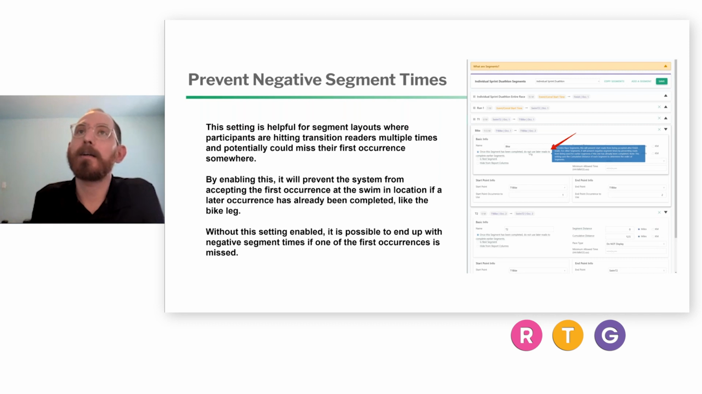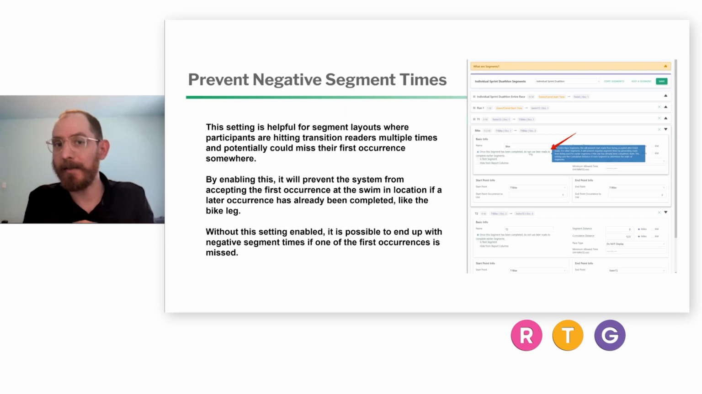So for the bike leg onward, check these boxes, and then it won't allow that earlier segment, my swim segment, to get completed because this bike leg is already done. So it's conditional. It's saying, hey, you've already got a bike time. You can't complete the earlier swim any longer because that wouldn't be valid.